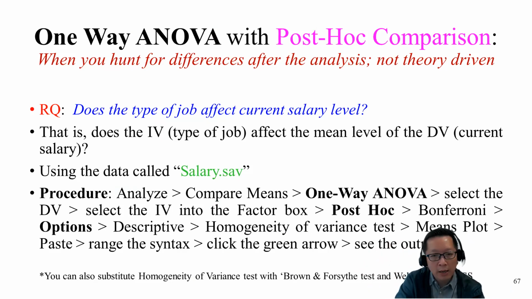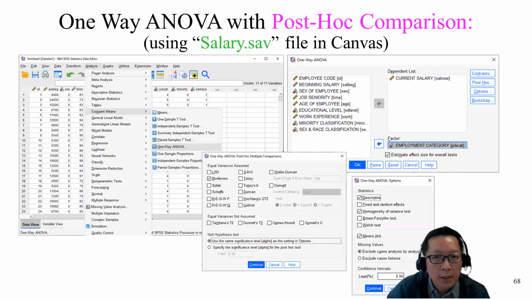So you follow the procedure: analyze, compare means, one-way ANOVA. You select your DV, your IV. You can do your post-hoc using Bonferroni, which is very popular, and click the options, particularly the descriptive and homogeneity of variance, and means plot, and you get the results. You can also use Brown-Forsythe and Welch test if you want. So this is what I did following the procedure using the Salary.sav file.